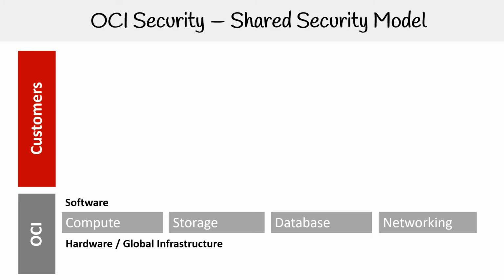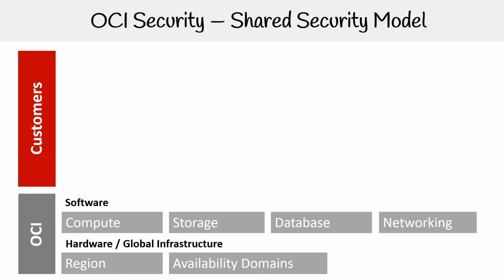Then you have your hardware and your global infrastructure. So the regions, they're responsible for the data centers that are in there. The availability domains, those are the data centers themselves. And then the physical security of those data centers. So if it's hardware or the location or the IT people that manage that infrastructure, OCI is going to take care of that for you.